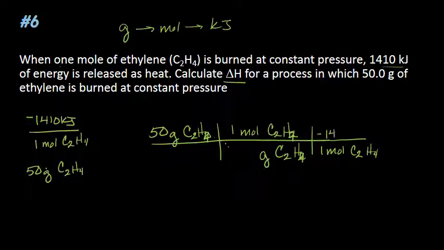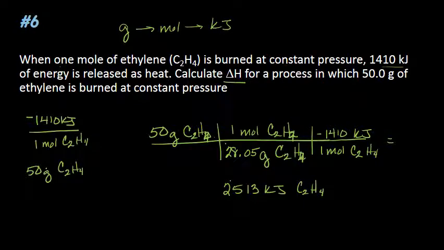Negative 1410 kilojoules. Now I just need to find the molar mass of C2H4. So when I did that, I ended up with 28.05 grams. Now I can do the final math, 50 times 1410 divided by the molar mass. So we end up with 2513 kilojoules of C2H4.